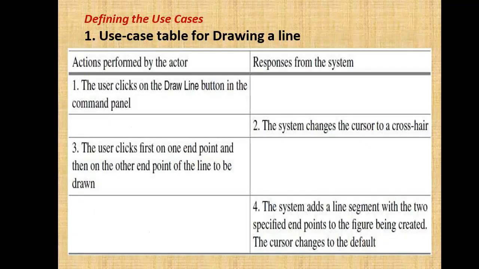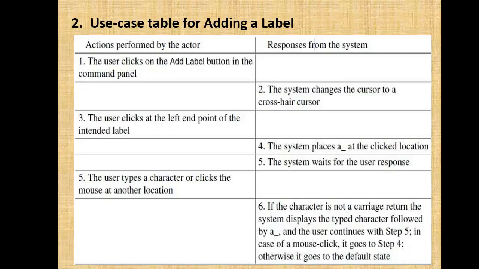Now we'll see the different use cases with respect to the drawing program. First, the use case table for drawing a line. The action performed by the actor: the user clicks on the draw line button in the command panel. Response: the system changes the cursor to crosshair. Then the user clicks first on one endpoint and then on the other endpoint of the line to be drawn. As the response, the system adds a line segment with the two specified endpoints to the figure being created. The cursor changes to the default.